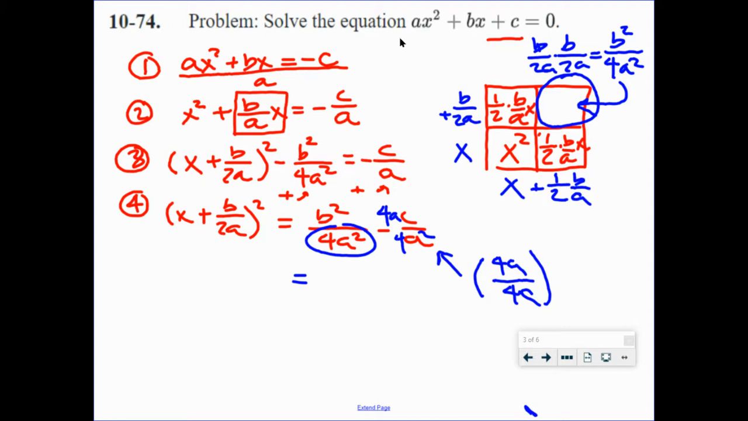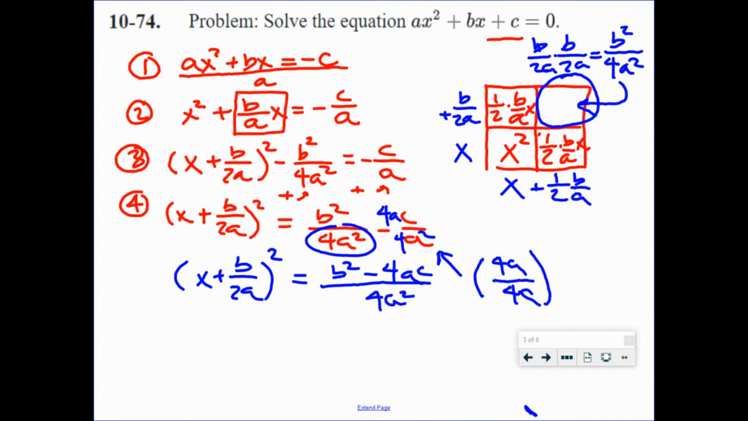That'll leave you with, on this side, b squared over 4a squared minus 4ac over 4a squared. When you simplify that, you're going to have b squared minus 4ac all over 4a squared, right? And that would equal your x plus b over 2a quantity squared.